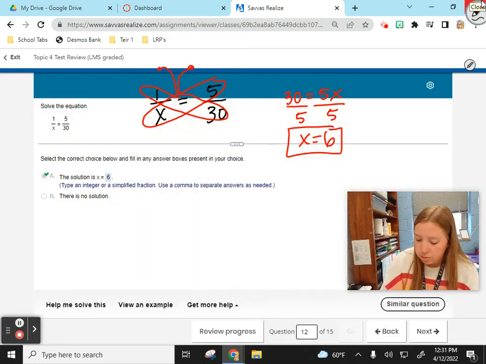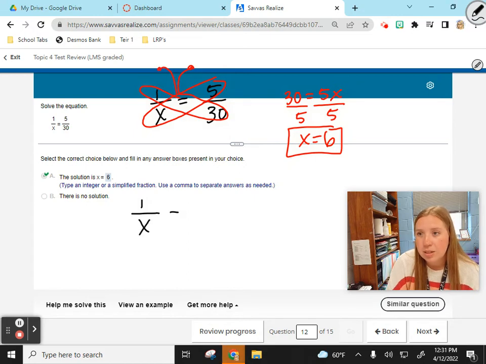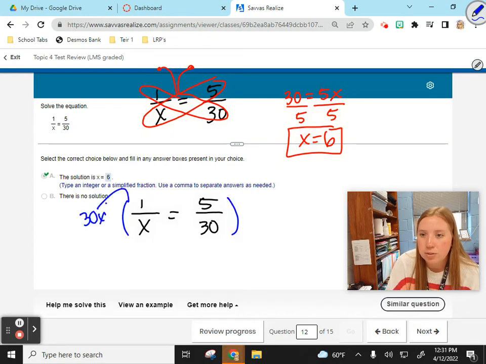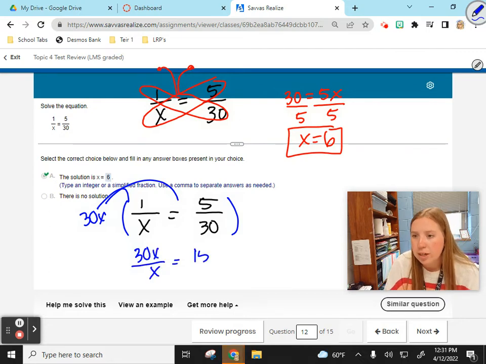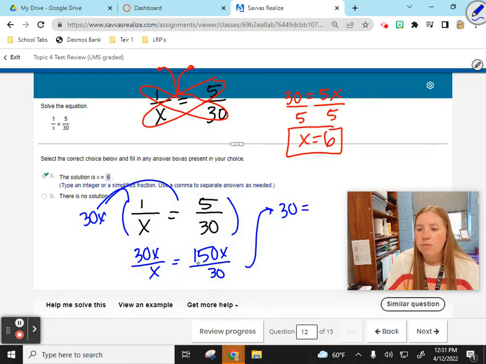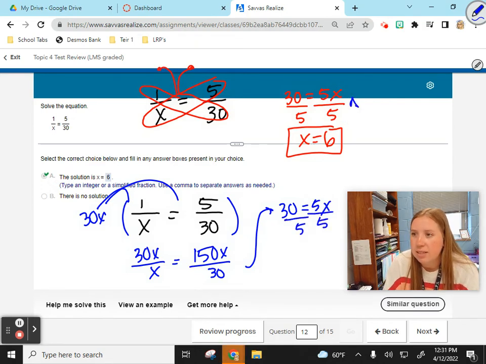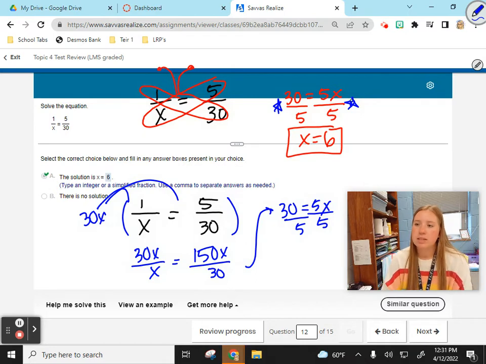If you wanted to, I guess I'll show you another way. You could multiply by the LCM, which is 30x. You could distribute 30x throughout your problem. That would be 30x over x equals 150x over 30. If we would just simplify that, 30x over x equals 30. 150x over 30 equals 5x. And then notice that that gave you the same exact thing that we had right up here. X equals 6.